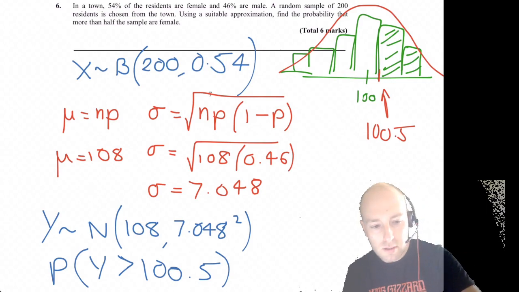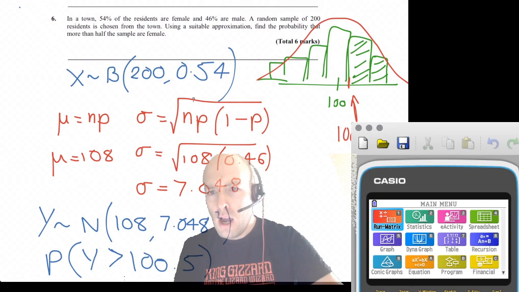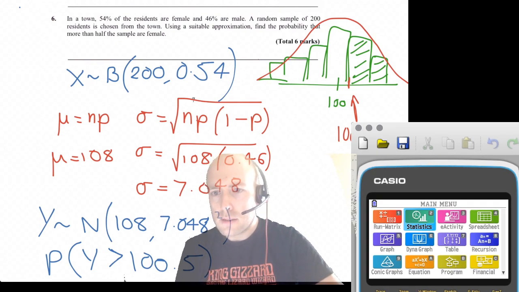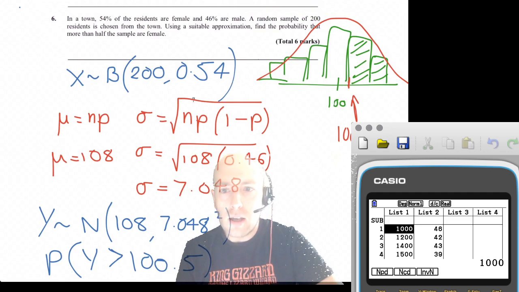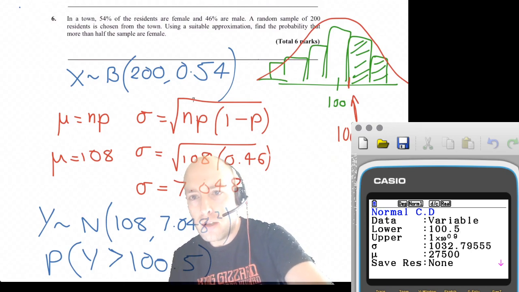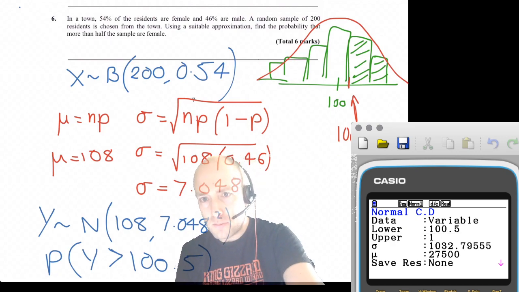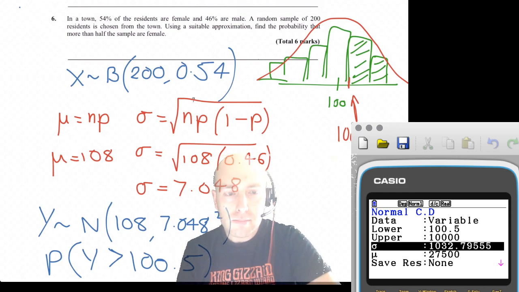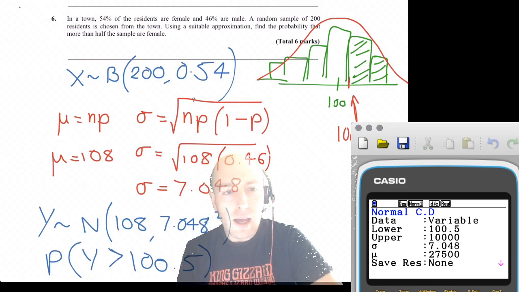And get out the calculator, bash it in. So if I bring up the old calculator, we're going to go to stats, normal distribution, standard normal, lower 100.5, upper, well, goes up to 200, but we're using normal, so let's just go up to something big. Sigma 7.048 and mu is going to be 108.